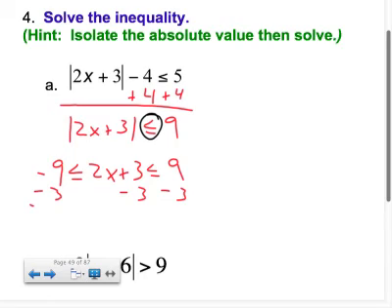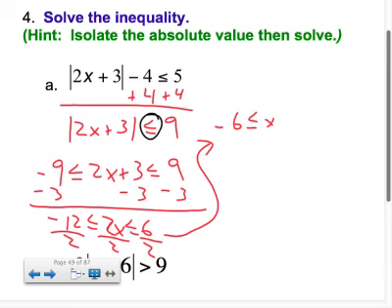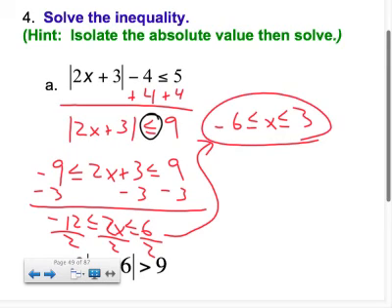Subtract your 3 from everything, so you have -12 ≤ 2x ≤ 6, and then just divide every single term by 2. And you end up at -6 ≤ x ≤ 3. And again, we're not going to graph it.